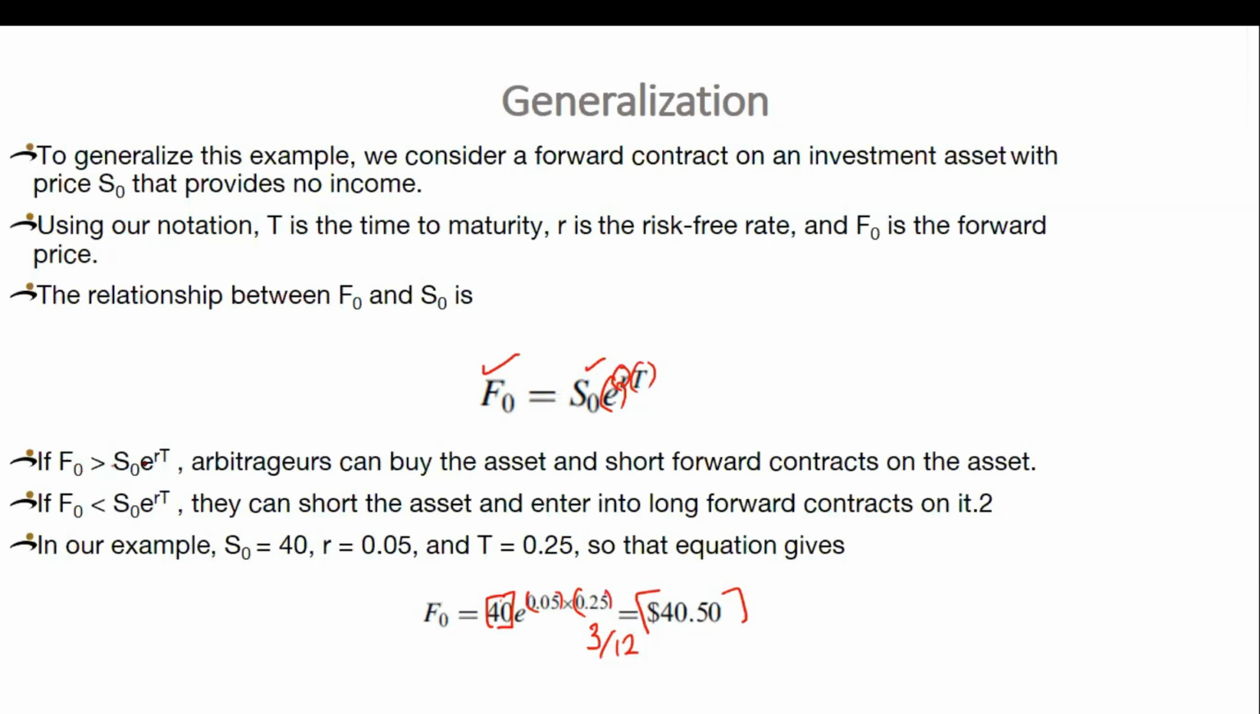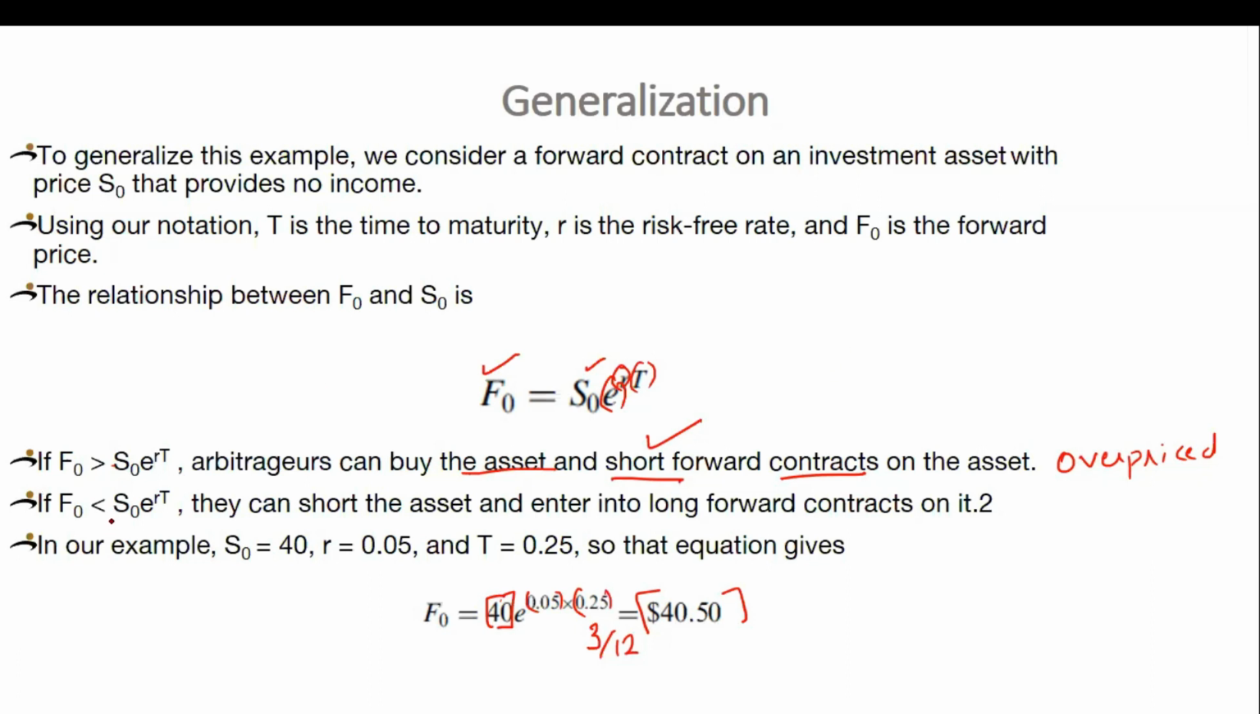Now, if forward is more than spot, you can buy the asset and short the forward contract because it is overpriced. So whenever something is overpriced, we sell. So forward is overpriced, so we sell it. Shorting is nothing but selling.